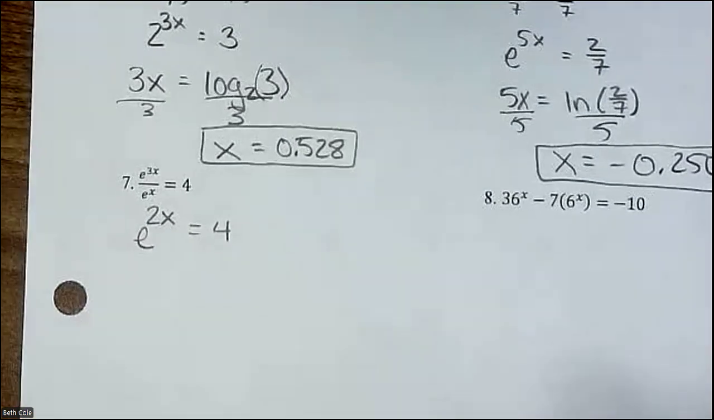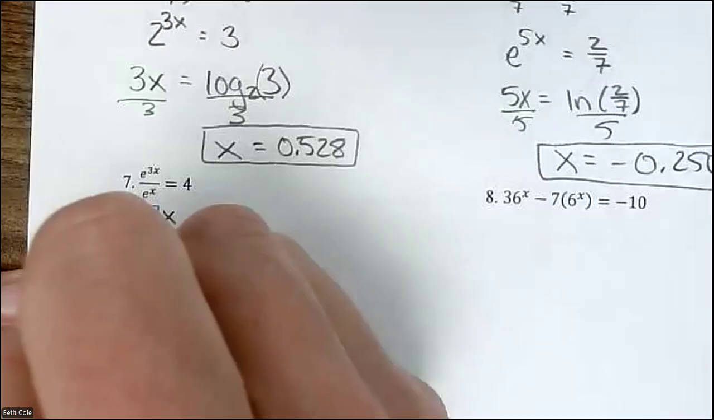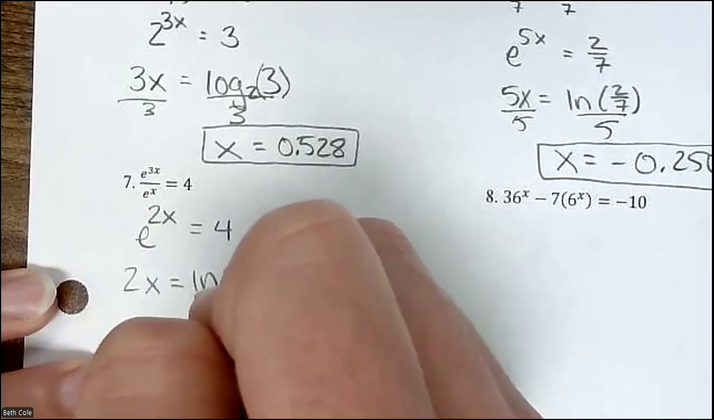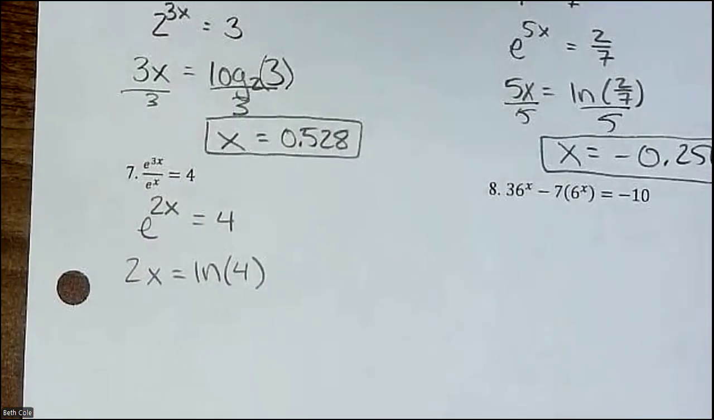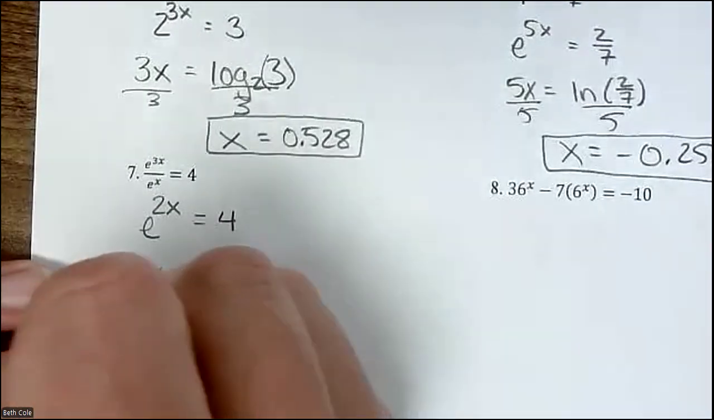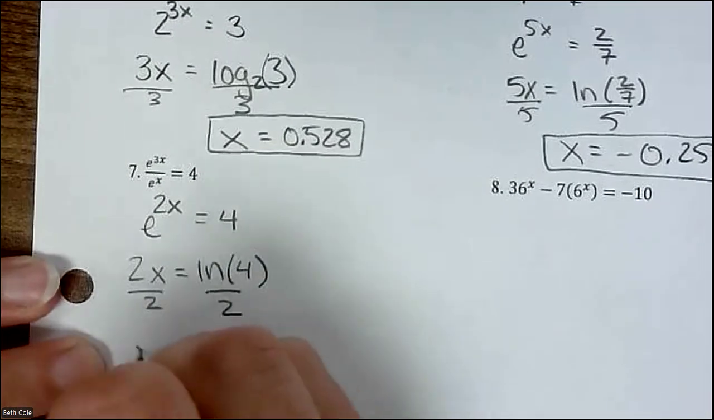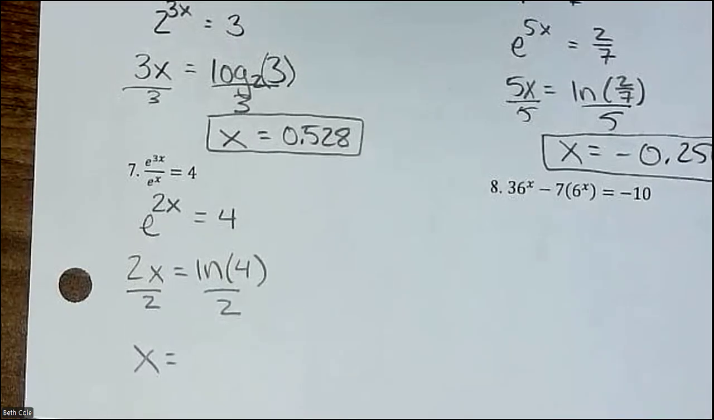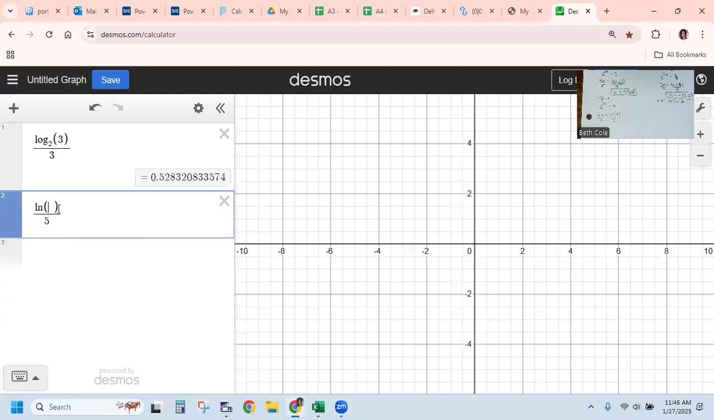All right, what are we going to do to both sides next? ln. So you get 2x equals ln of 4. Here, if you want to put the parentheses, you can. And then divide by 2. So I'm going to type in the calculator, ln 4 divided by 2. 0.693.